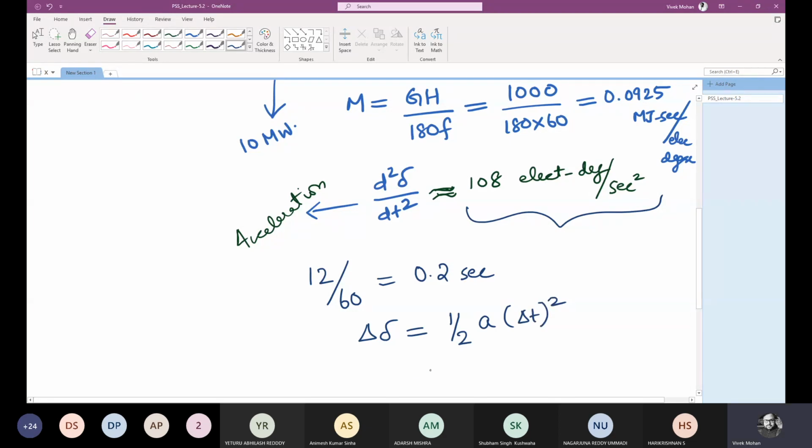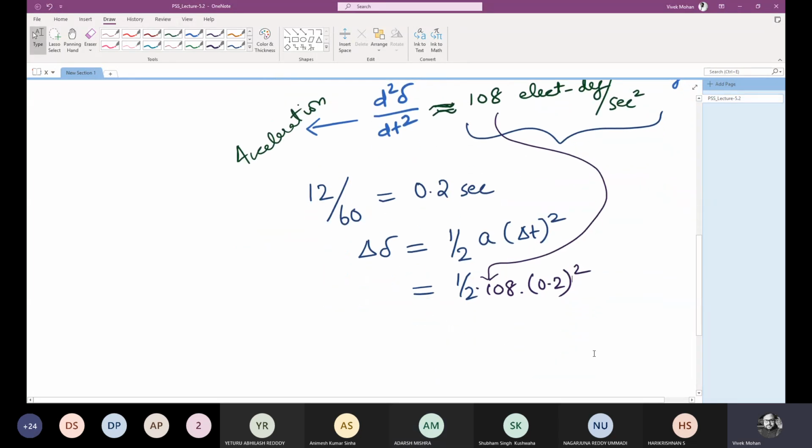Now what is a? Half into, what is a? 108. So half into 108 into delta t squared. What is delta t? 0.2. Initially it is 0, so 0.2 minus 0, so 0.2 squared. So what is the value for delta delta? 2.16 electrical degree, because we have taken everything in terms of degree only.